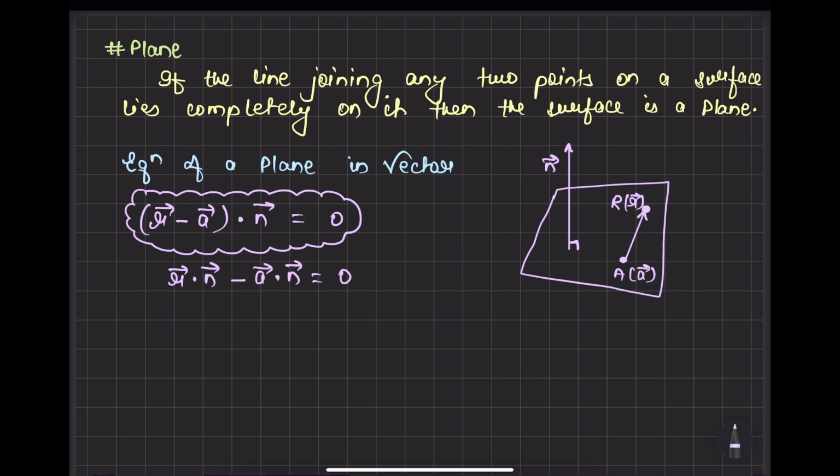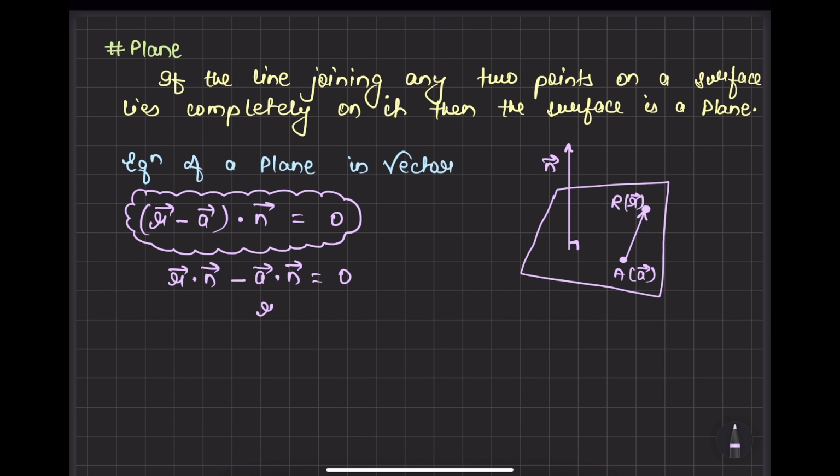Variable point means what? xi plus yj plus zk. Correct? But look at this: the point A is a fixed point. So it will be 1, 2, 3, 4, 5, 7, 8, 9, 10, anything like that. So it's a fixed point, and the normal vector is also given.